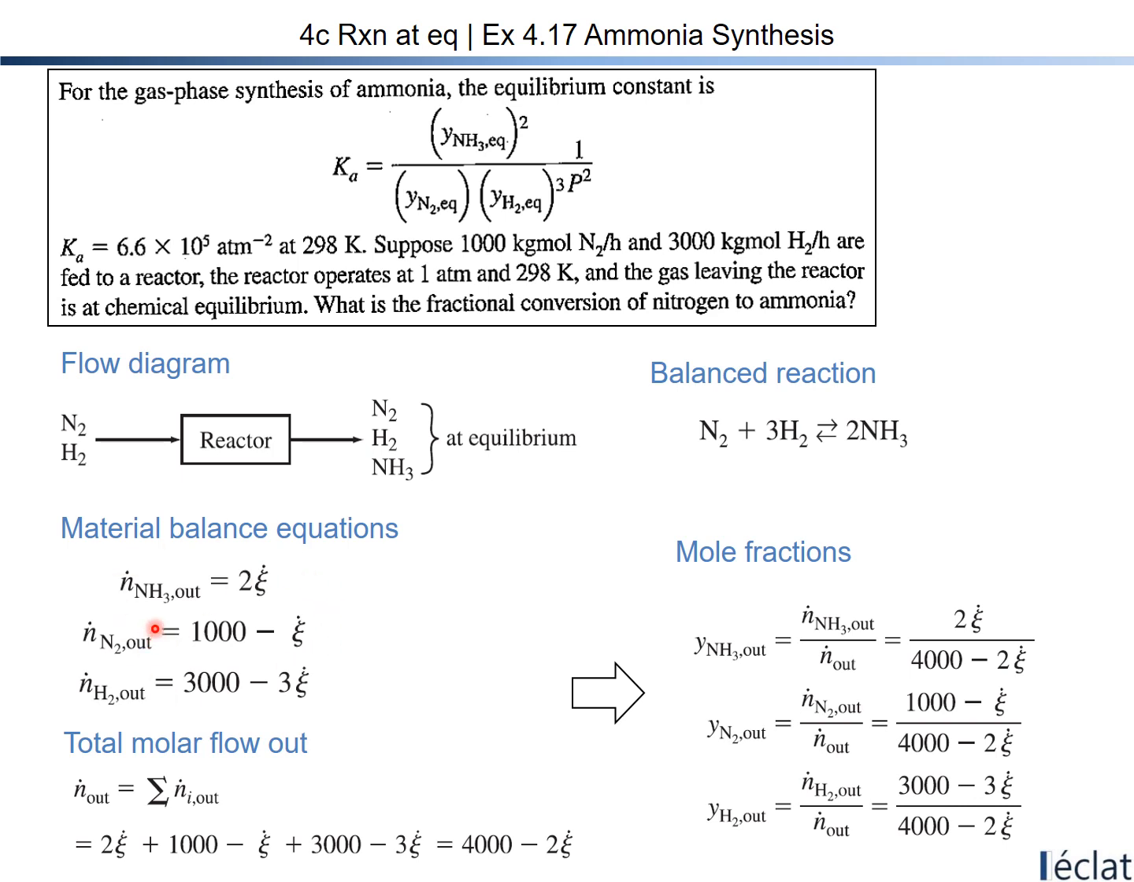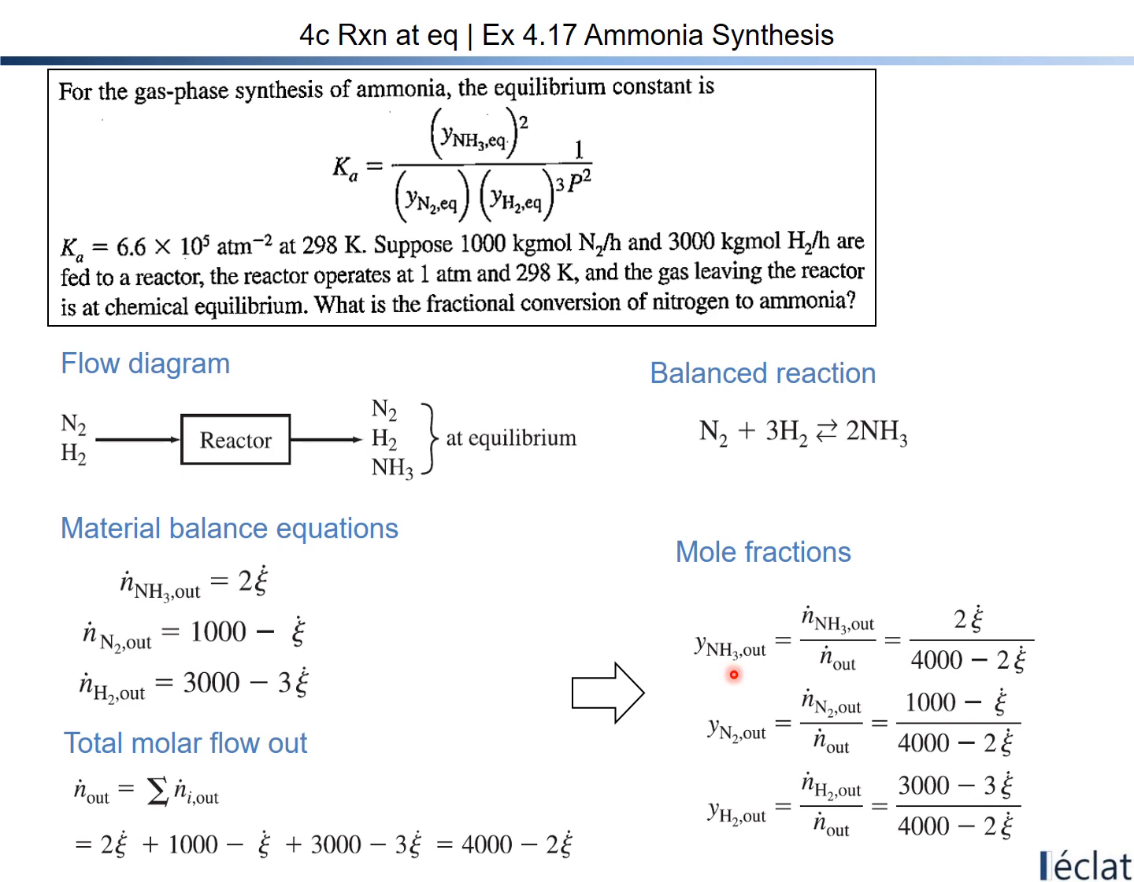It means the output molar flow rate can be described by the extent of reaction like that, and the total molar flow out is the summation of those three things, so it is also a function of xi. Then the mole fraction of each species is given by using this value for each species with the n total in the output stream. So each mole fraction in the vapor phase is a function of xi.